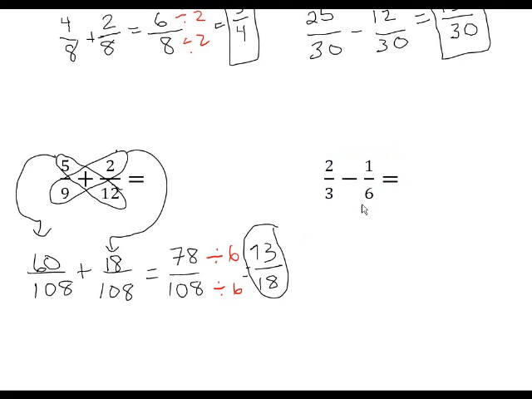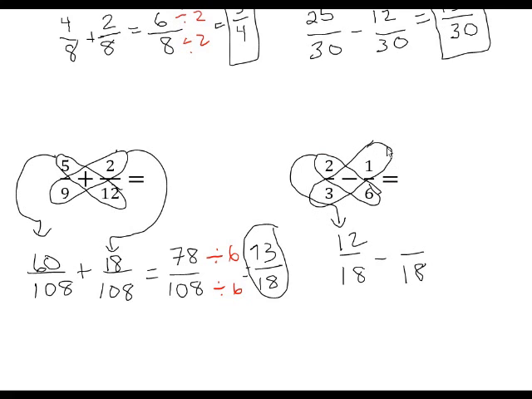The last problem, step number 1, multiply the bottoms. 3 times 6 is 18. Step 2, multiply the top of the first with the bottom of the second. 2 times 6 is 12. Step 3, multiply these two. 3 times 1 is 3. The next step, we're going to add or subtract. This is a subtraction problem. 12 minus 3 is 9.